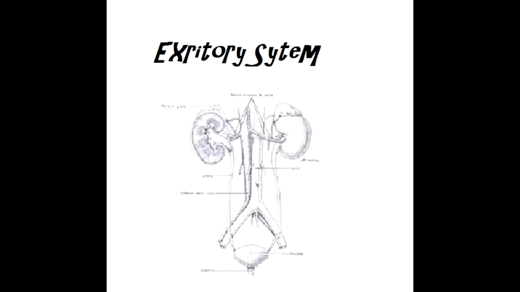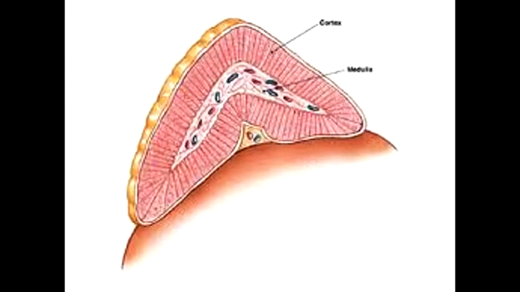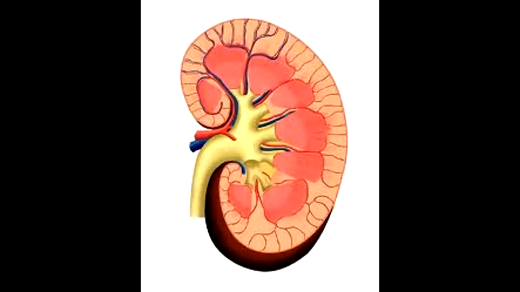The excretory system. Your kidneys are the most important organ of your excretory system. But before we get into that, let's talk about the adrenal glands, which are located just above your kidneys. These glands secrete the hormones aldosterone and adrenaline, which are both very important and are in charge of your fight and flight responses. Now, onto the kidney.